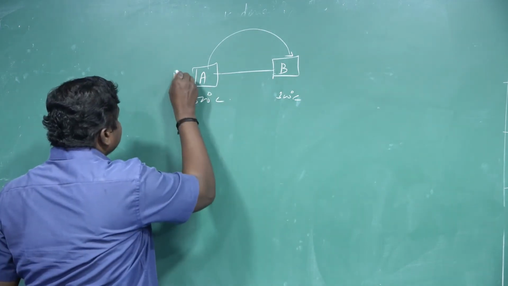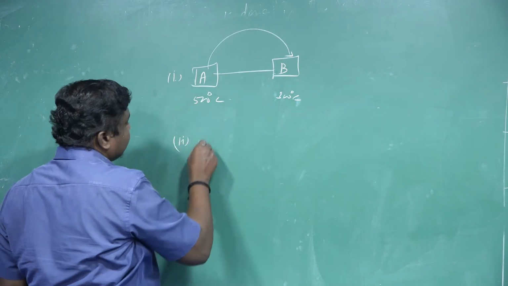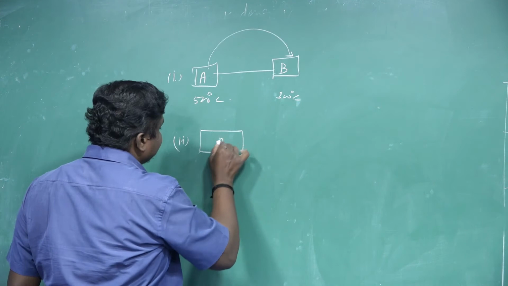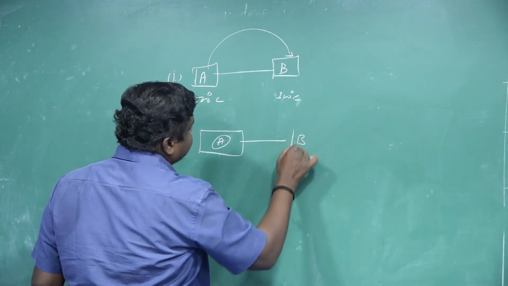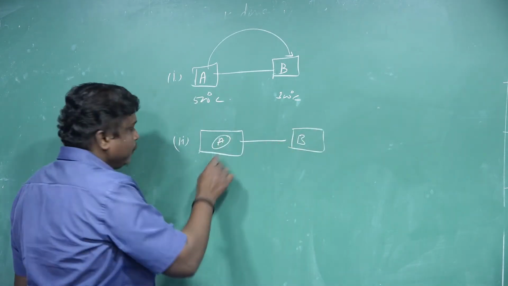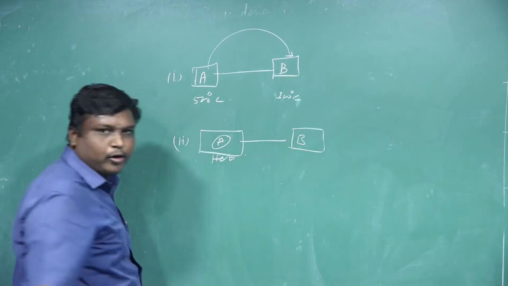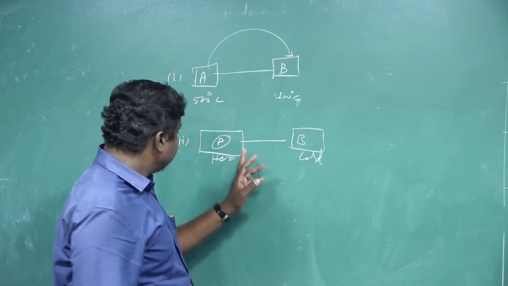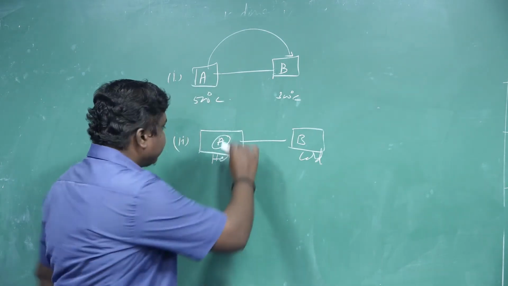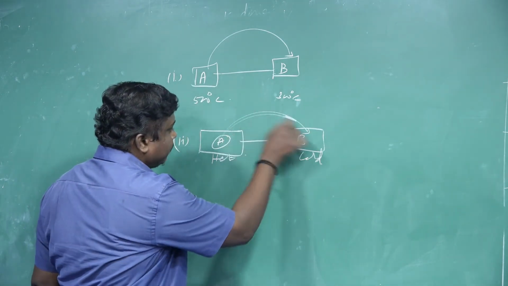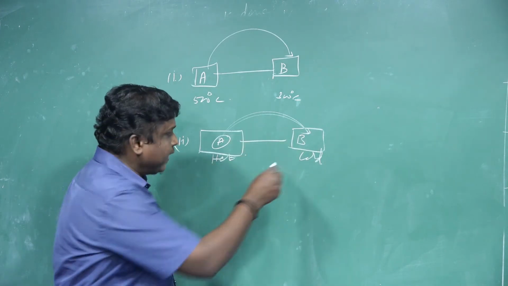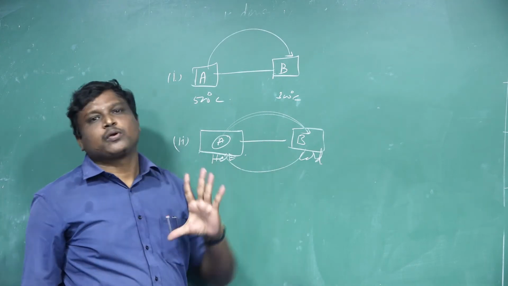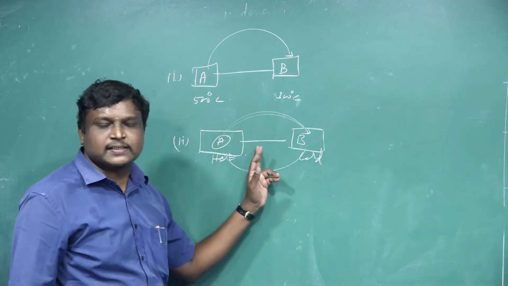Next, the second one. Object A becomes the hot body and object B becomes the cold body. What is the possible condition? Heat flows from A to B, from the hot body to the cold body. It is not from the cold body to the hot body. That is a non-spontaneous process.